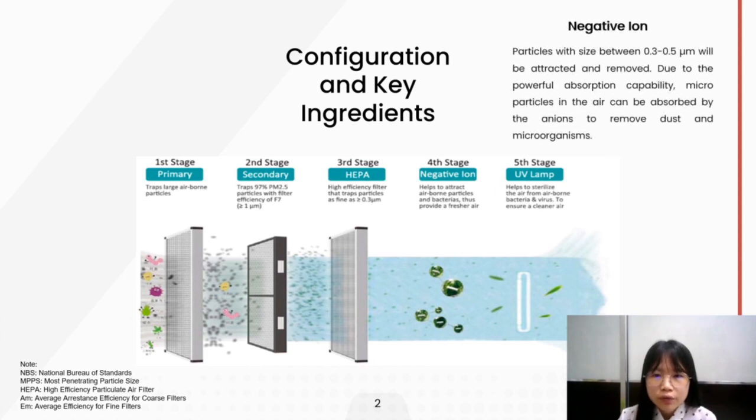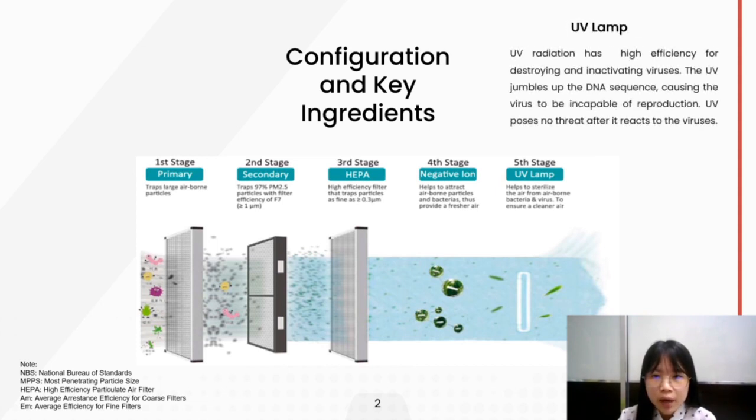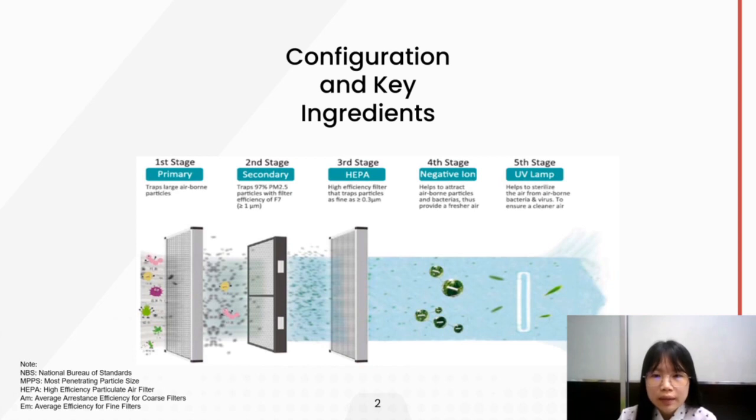And next, the fourth stage is the negative ion. The particles with size between 0.3 to 0.5 micrometer will be extracted and removed. Due to the powerful absorption capability, microparticles in the air can be absorbed by the anions to remove dust and organisms. And lastly is the UV lamp. UV radiation has higher efficiency for destroying and inactivating viruses. The UV jumbles up the DNA sequence, causing the virus to be incapable of reproduction. UV possesses no threat after it reacts with the virus.